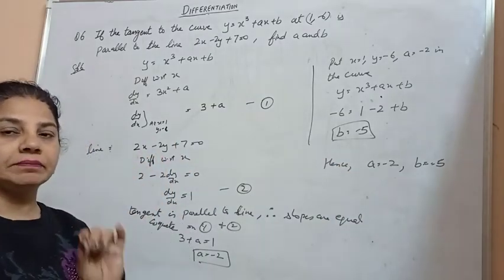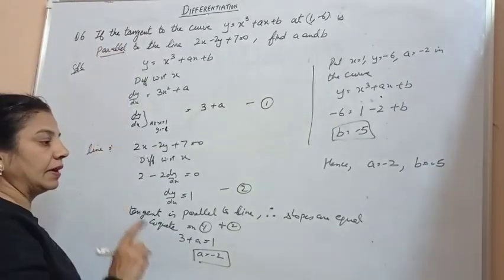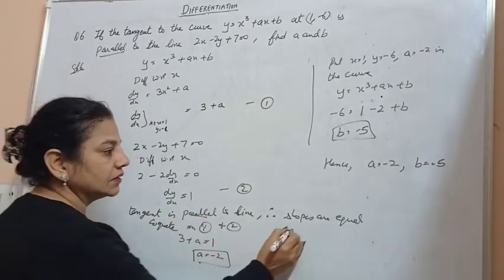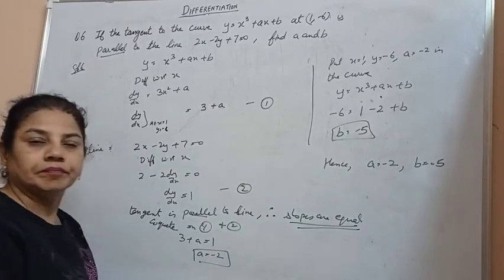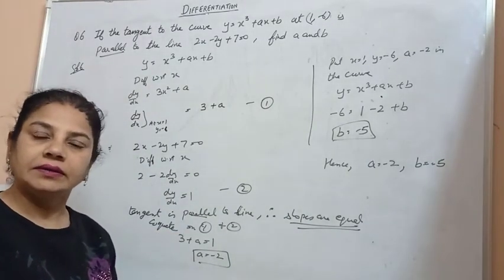The main thing that we have to understand is that it's given as parallel. Parallel lines means slopes are equal. Therefore, I have equated it, and then we get the value of a and b.